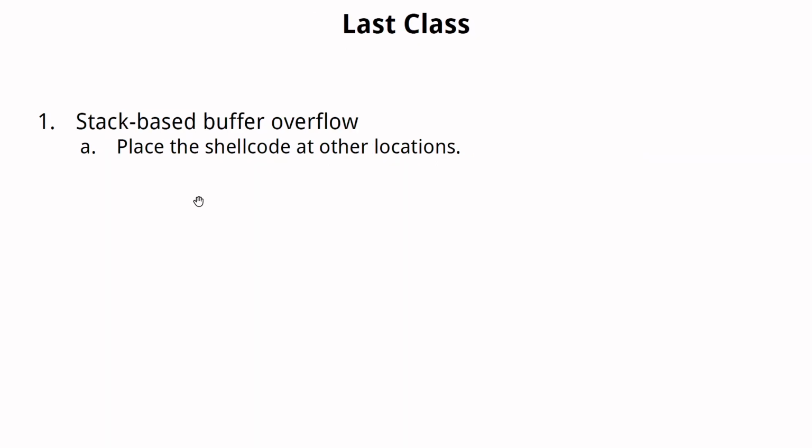So last class, we talked about buffer overflow, and you took a look at different shellcode, and we learned how to put shellcode in different places in the address space. As long as we can get them in the address space, we can jump to it. We can get the shellcode running and eventually get a shell or steal the secret.